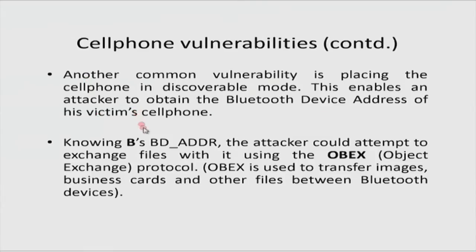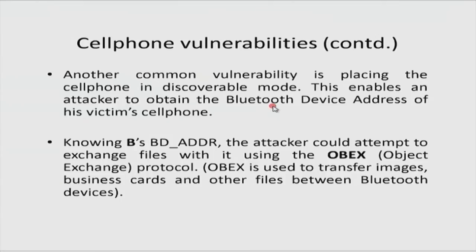So you can look a little bit about what the Bluetooth protocol is all about, and one of the things is pairing and so on. So you can keep the Bluetooth in discoverable mode either by accident or by default. There is a default setting which keeps it in discoverable mode. Now what that does is this enables an attacker to obtain the Bluetooth device address of the victim's cell phone.